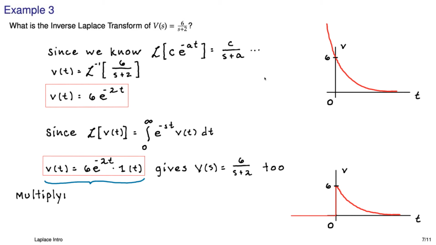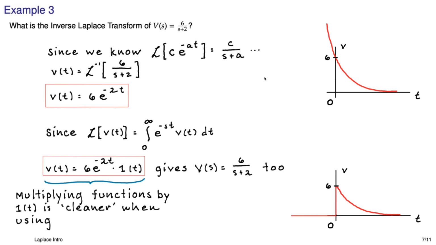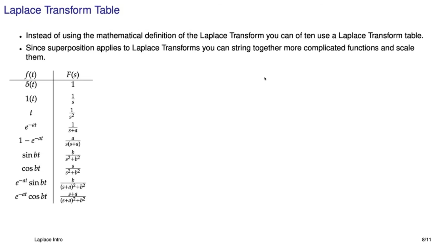And when we're working with Laplace transforms, it's often, I would say, cleaner to multiply your functions by 1 of t. It just is very explicit then about what you're describing that function as being. It'll also help us when we start looking at time delay functions and the Laplace transform properties, but that's not in this video. Here's a snippet of a Laplace transform table.